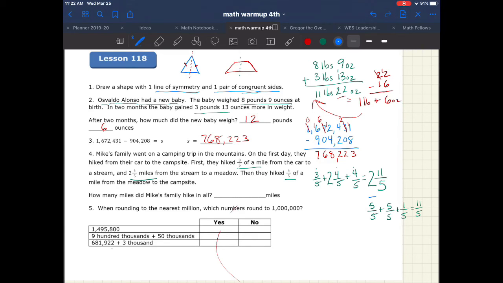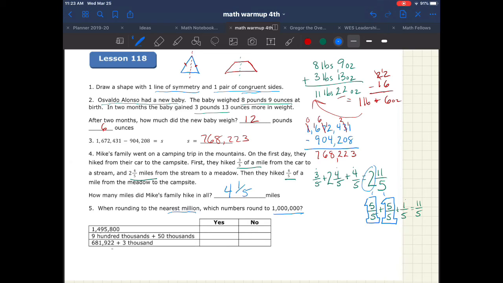And we've got each of these making 1 whole. So it looks like we have 2 more miles and 1/5 more mile. So altogether, I've got my 2 miles here, 3 miles, 4 miles, and then 1/5. So 4 and 1/5 miles. Number 5. When rounding to the nearest million, which numbers round to a million?